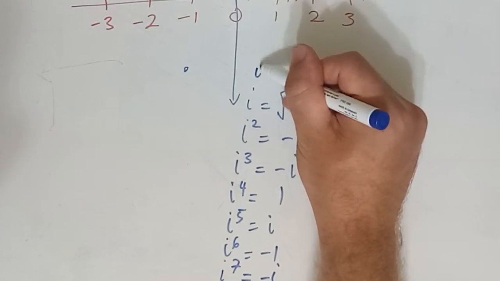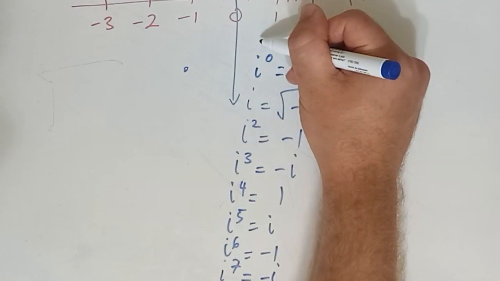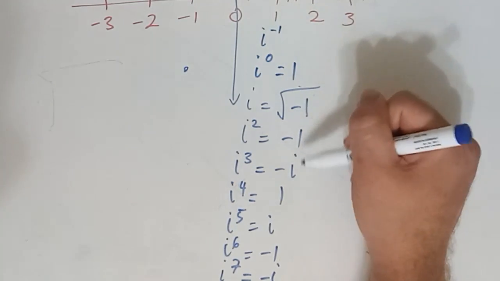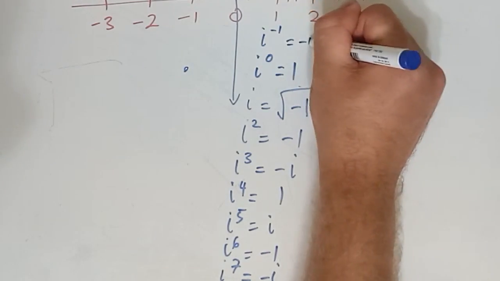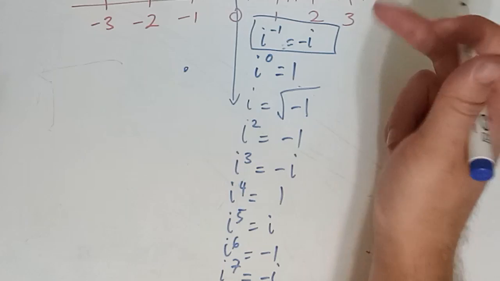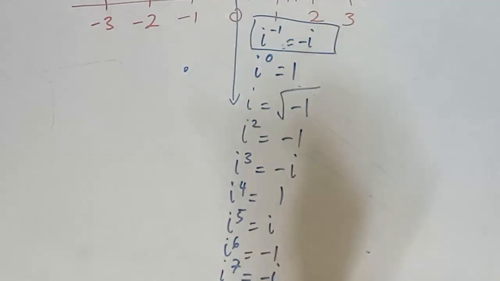It also goes backwards. i to the 0, and then power 0 is 1, and then i to the -1. We go backwards. We've got 1. We have that -i. This is a really important one. If you divide by i, then that is the same as multiplying by -i. Okay, so that's an important one to know.